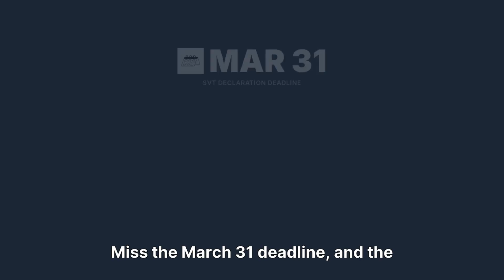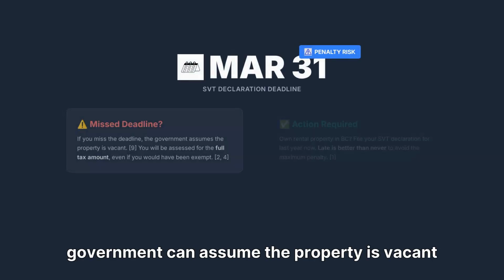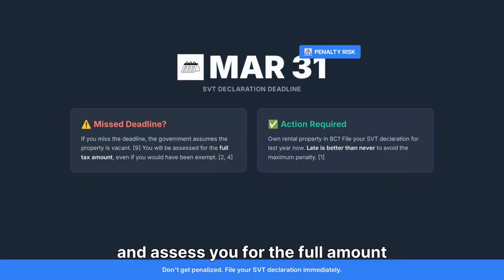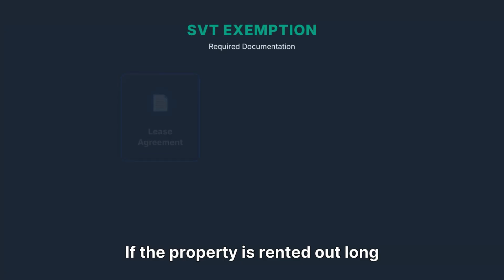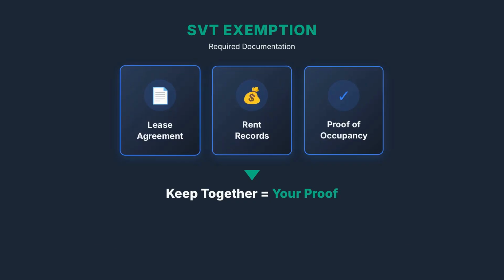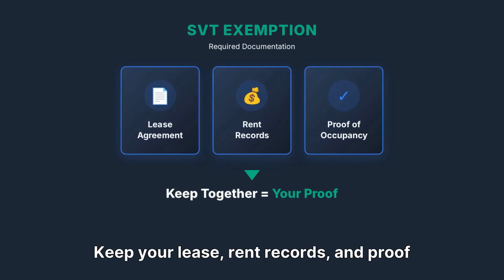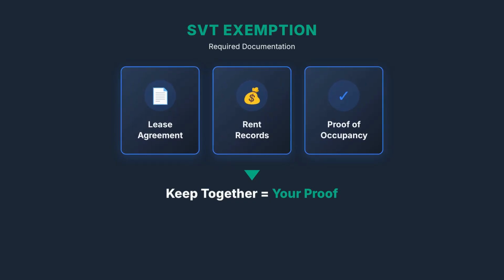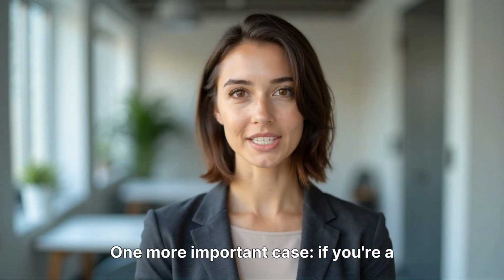Miss the March 31 deadline, and the government can assume the property is vacant and assess you for the full amount, even if you would have been exempt. So if you own rental property in BC and you've never filed an SVT declaration, go file one now for last year. Late is better than never. If the property is rented out long enough under the terms of the law, you get an exemption. Keep your lease, rent records, and proof of occupancy together. That's your proof.